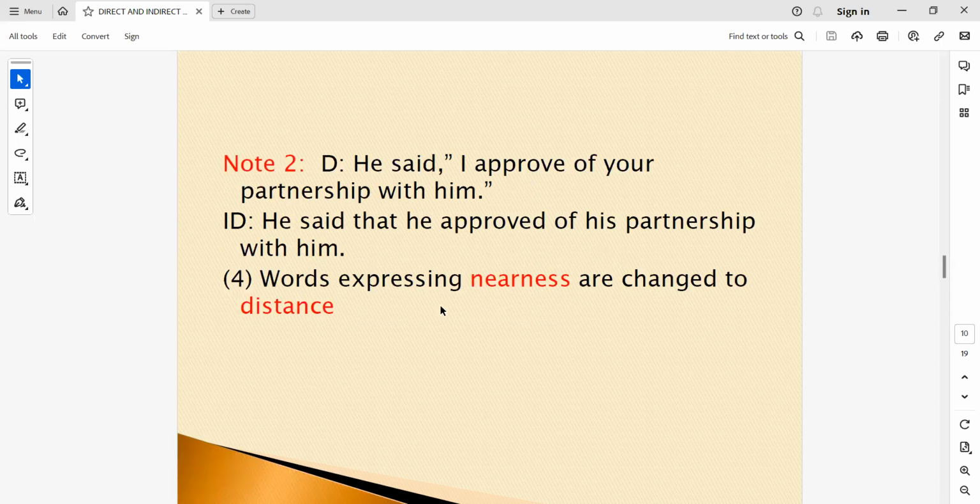Sometimes the pronoun he in indirect speech stands for several different persons. In such cases, we should either insert in brackets the names of the persons referred to after the pronouns, or use nouns instead of pronouns wherever possible. He said, "I approve of your partnership with him." He said that he approved of his partnership with him.